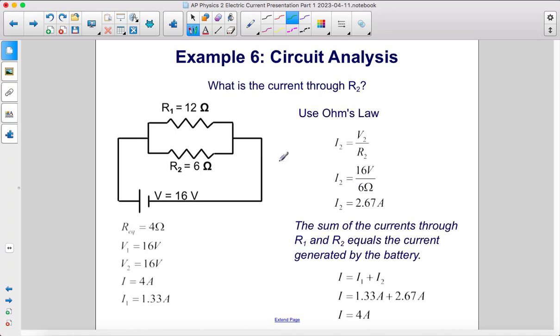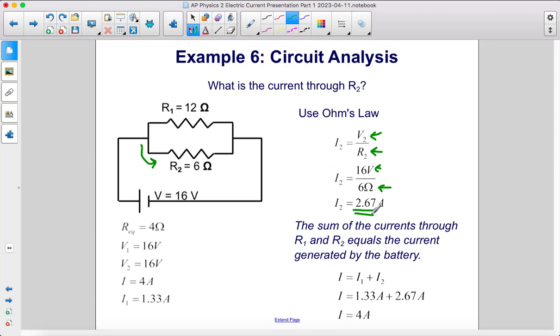There are 2 different ways to solve for the current through R2. We could do what we did last time and use Ohm's law just for R2. So we plug in the voltage drop of R2, which is 16, and then the resistance of R2, which is 6, and we get 2.67.